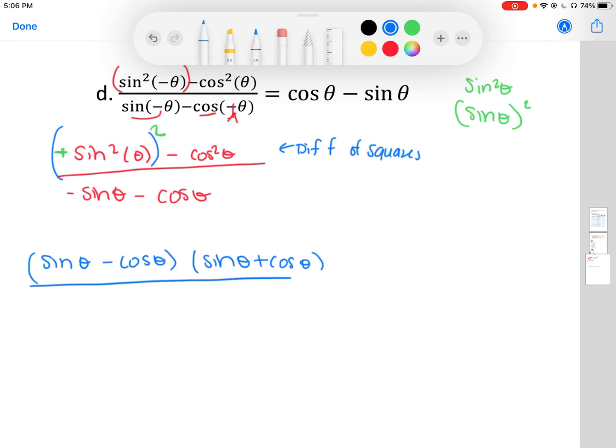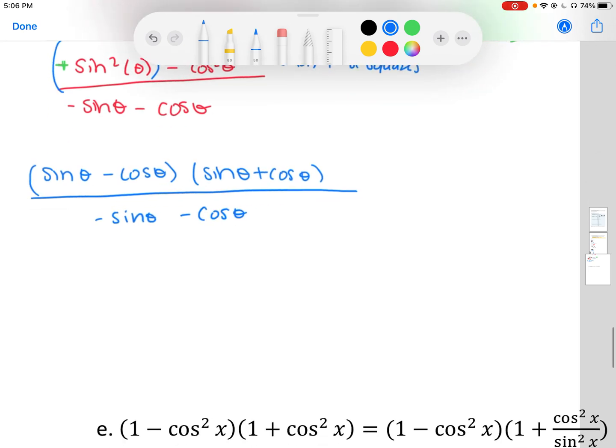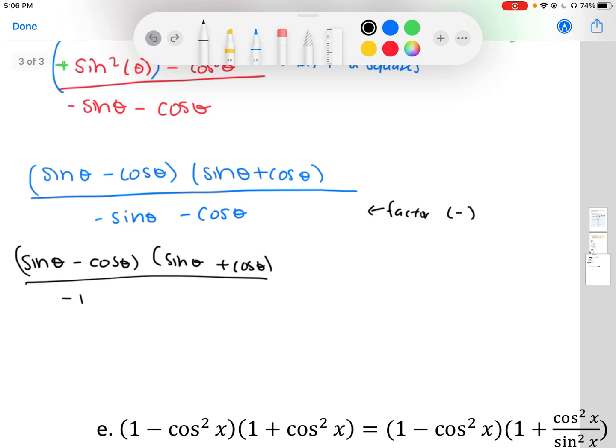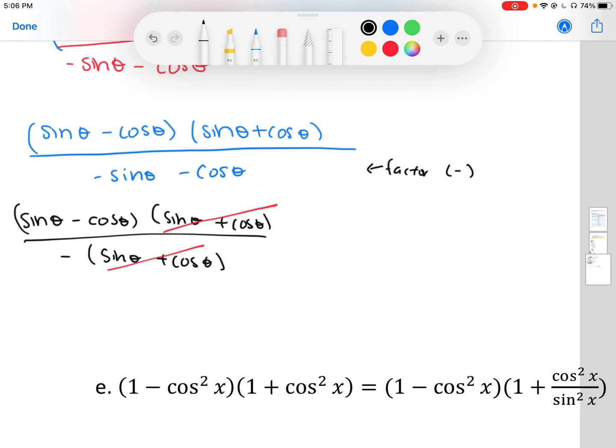All right, moving forward, divided by negative sine theta minus cosine theta. Okay, well, it doesn't look like anything we have so far, but we can factor a negative from our denominator. If we factor a negative sign, we're left with sine theta minus cosine theta times sine theta plus cosine theta, divided by negative 1 times sine theta plus cosine theta, and now I can divide those because they make 1. So then I'm left with sine theta minus cosine theta divided by negative 1, which just causes a sign change. So that I have negative sine theta plus cosine theta.